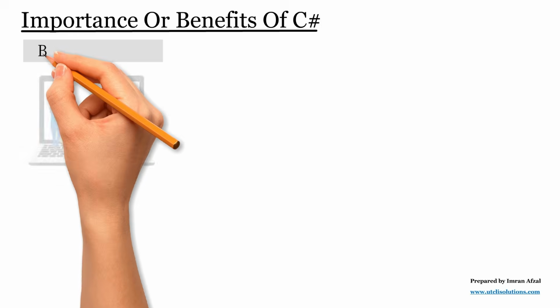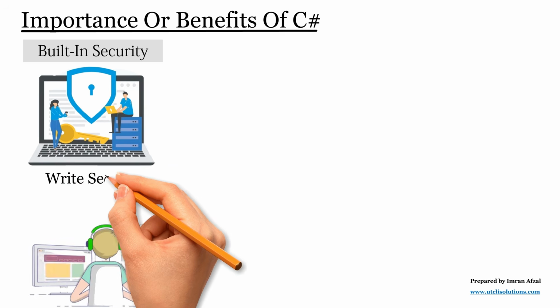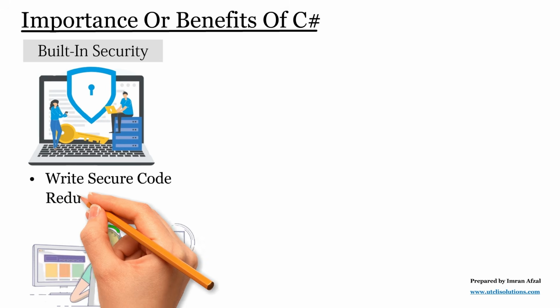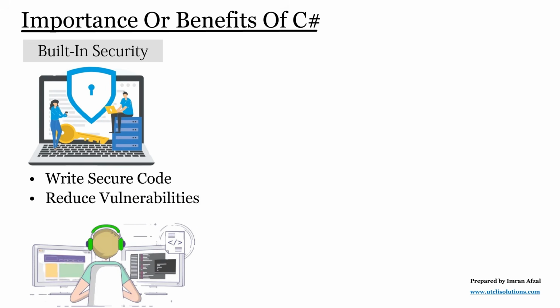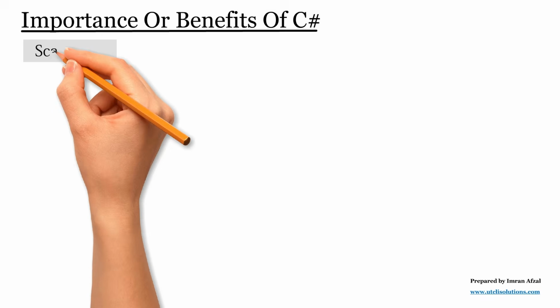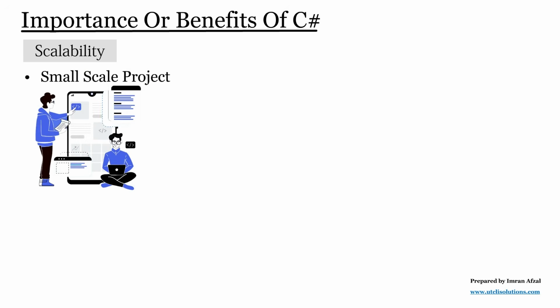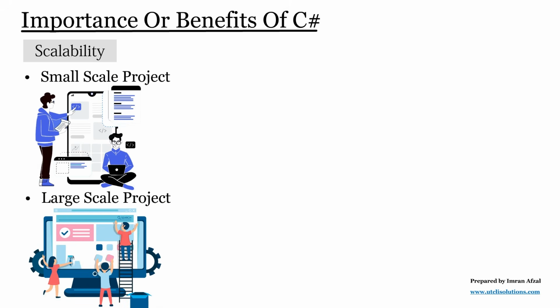Next one is built-in security. C Sharp provides features to help developers write secure code, reducing vulnerabilities. All right. The next benefit is a large community. So there is a big community of C Sharp developers, so finding help and resources is a lot easier. All right. Now we're going to talk about scalability. C Sharp is suitable for both small projects and large-scale enterprise applications as well.